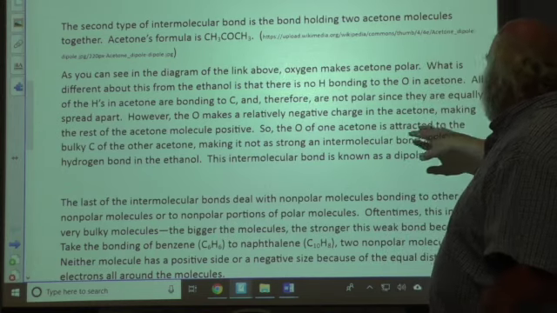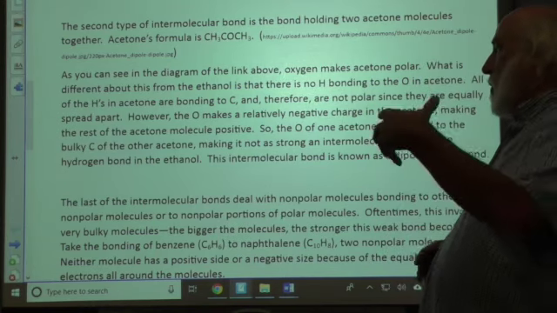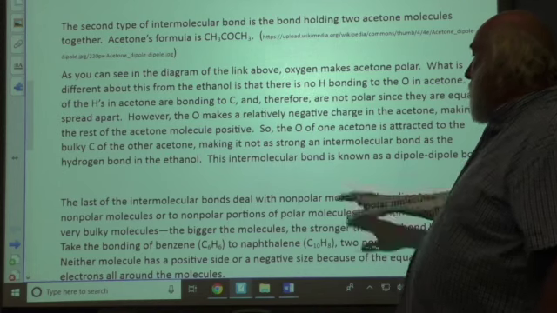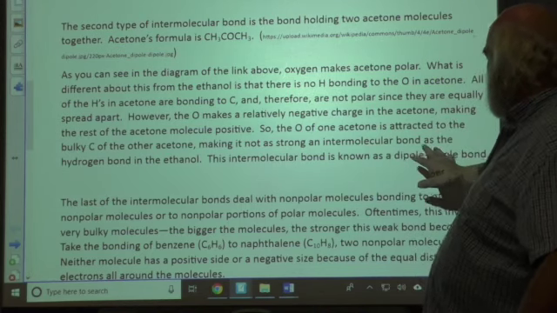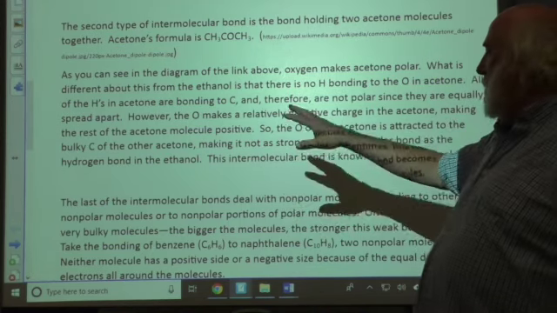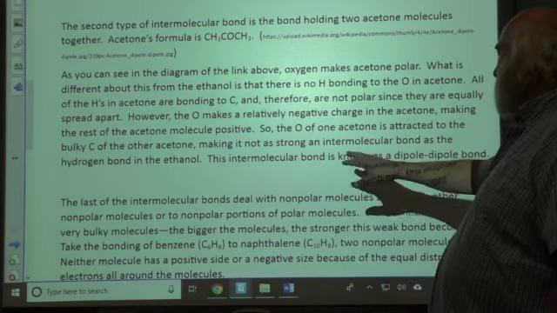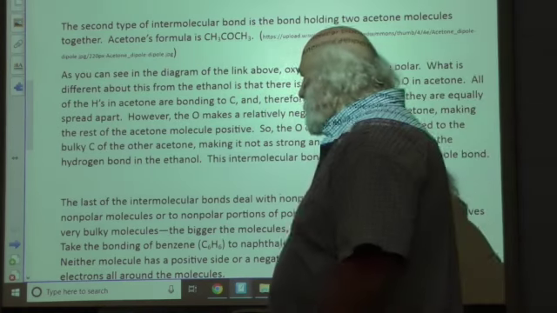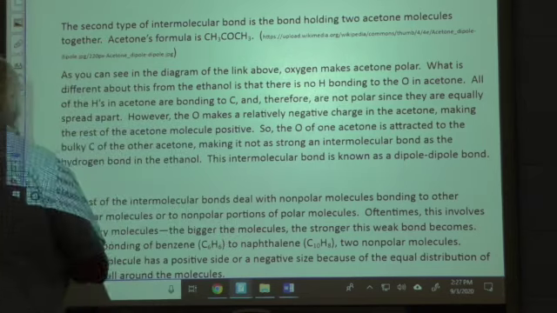So the oxygen of one acetone is attracted to the carbon of another acetone, making it not as strong an intermolecular bond as the hydrogen bond in ethanol. This molecular bond is known as dipole-dipole bond. So it comes from the land of silly people who come up with names.